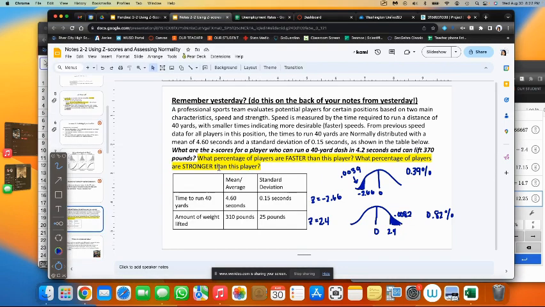So to answer this question, what percentage of players are faster than this player? That's 0.39% of players are faster. And what percentage of players are stronger than this player? That's going to be 0.82%.